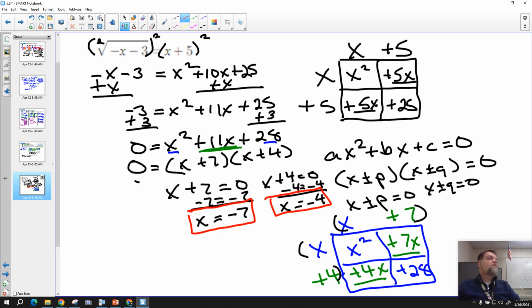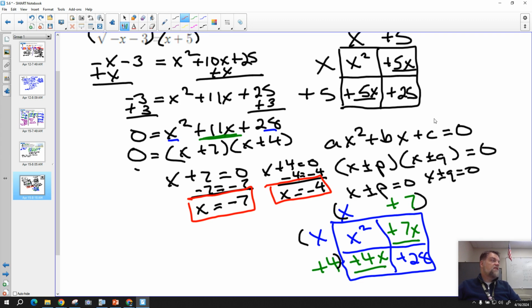What are some domain restrictions? Well, the only domain restriction that I see, so this is why we've been asking all these questions about domains, is we can't take the square root of a negative number, correct? So way up here, I've got the square root of negative x minus 3. Now one of these numbers will make that negative. Which one do you think it'll be? One of them will make it positive.